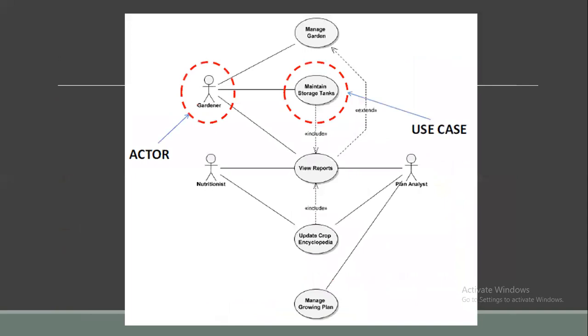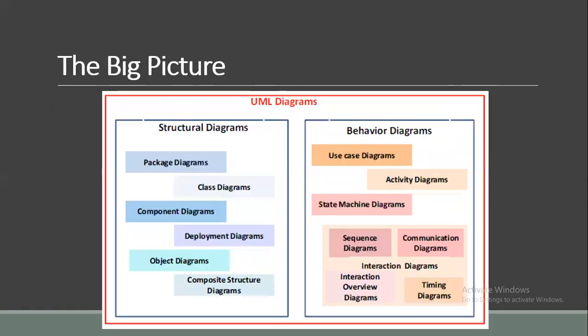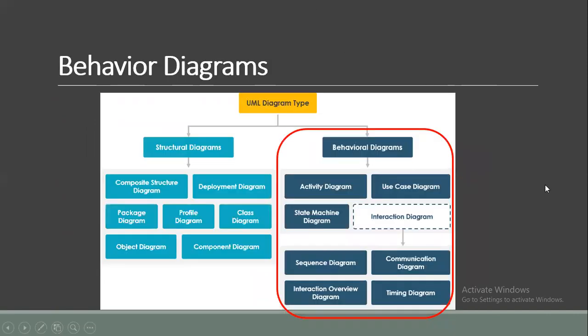So we go back to the big picture. For your syllabus, we have use case, activity, state machine, and sequence diagrams as the behavior diagrams. And in the structural diagrams, you only have the class diagram. So then your lives are much easier. Do you have any questions?